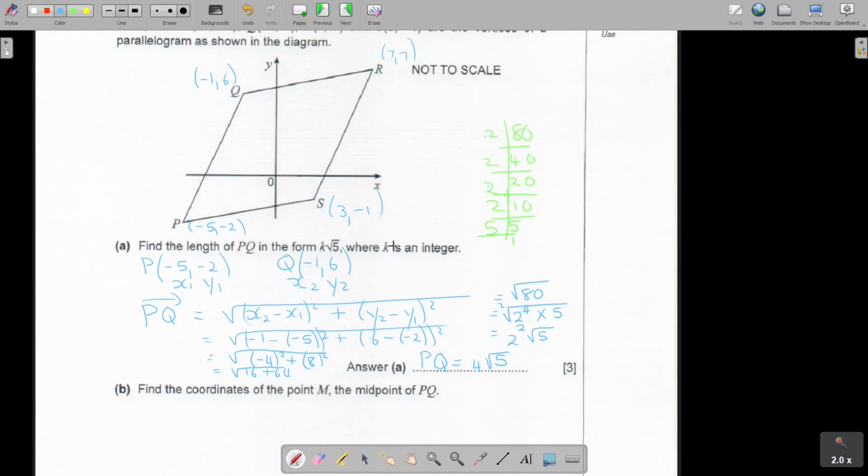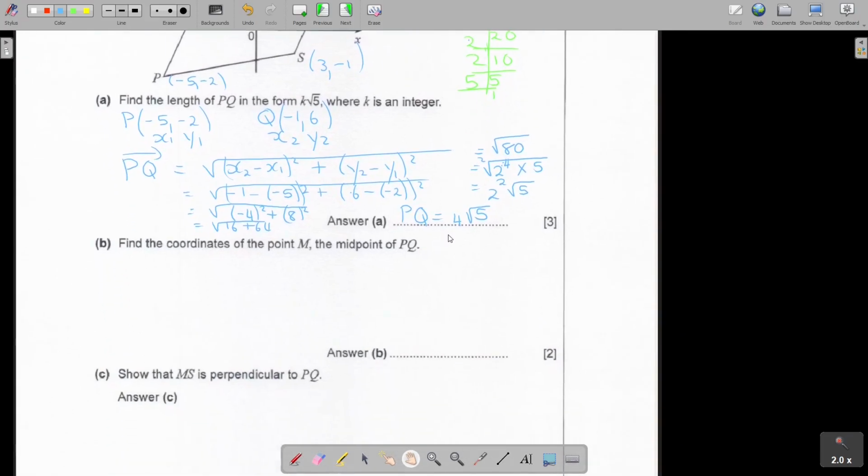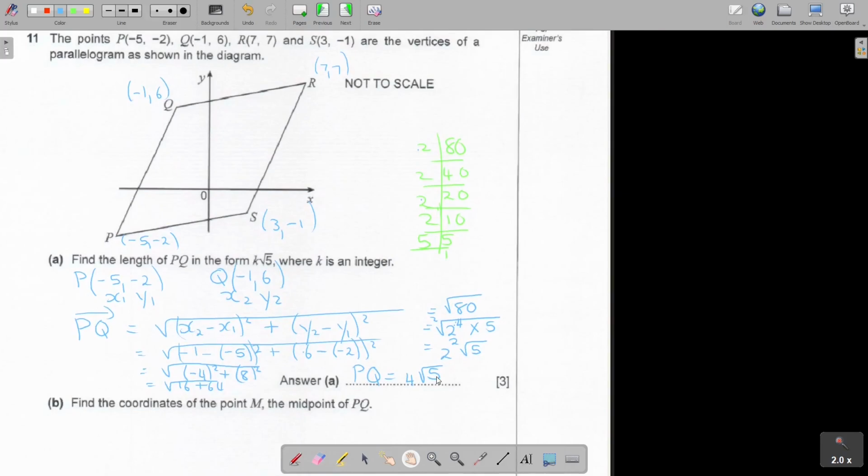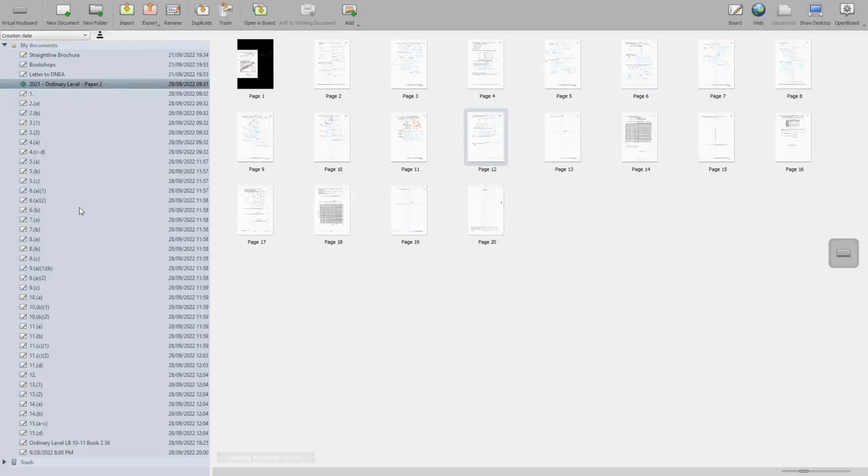Okay, now we're going to look at question number B. Let's just move it up. Find the coordinates of the point M, the midpoint of PQ. So it's again P and Q, and now they just want the middle, M. Again, I'm just going to take you to the formula in the textbook, and I'm just going to show you the formula. That's the first thing, 11b.